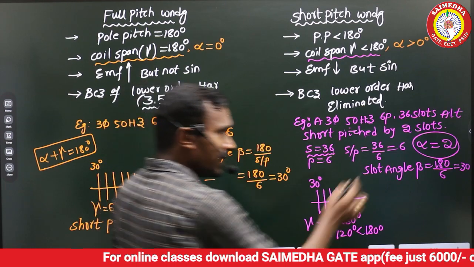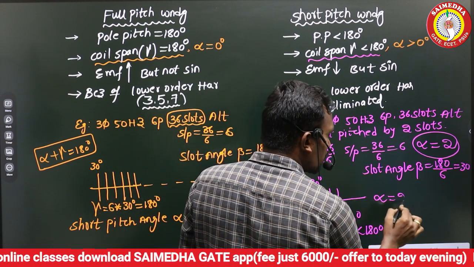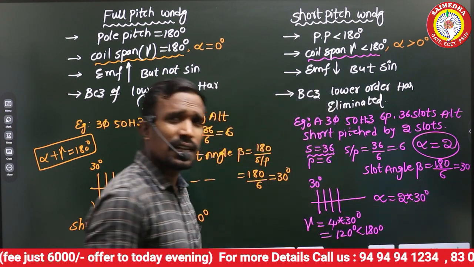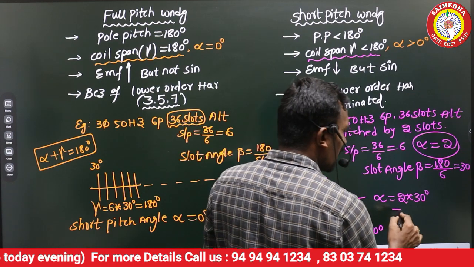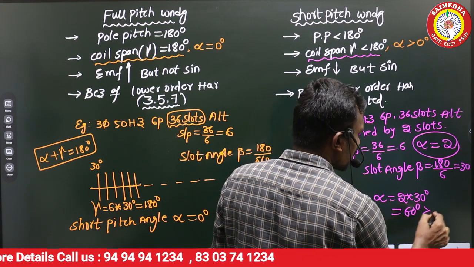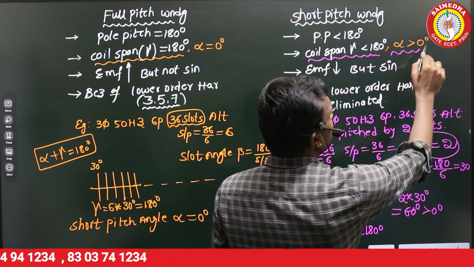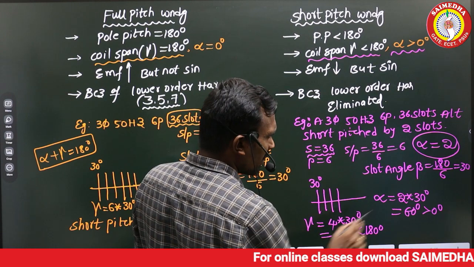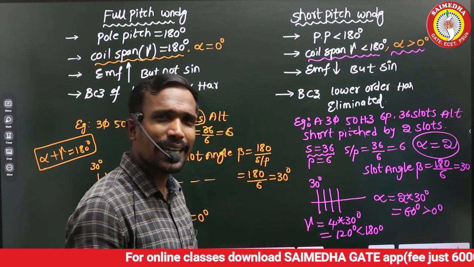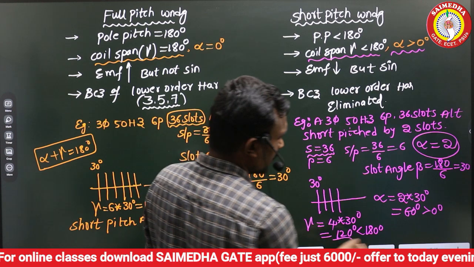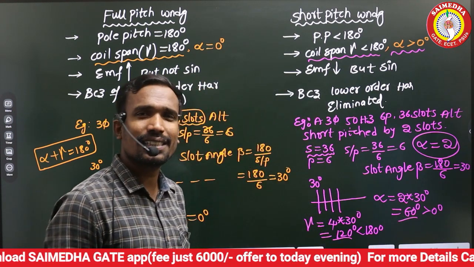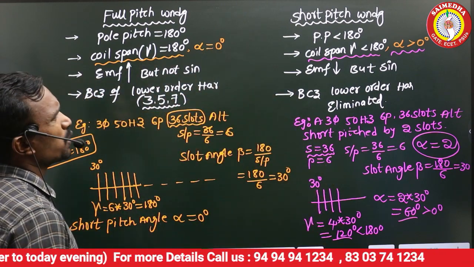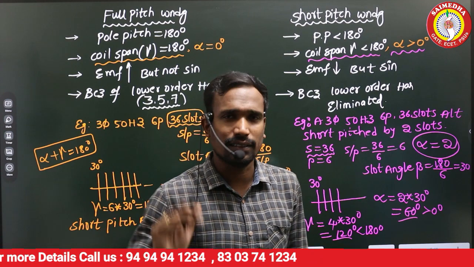And here alpha is 2 slots, each slot angle is 30 degrees. I short pitched 2 slots, each of 30 degrees. Then what is the value? It is 60 degrees, which is greater than 0 degrees. This is the short pitch angle. And what we have to observe is that always alpha plus gamma should be equal to 180 degrees. This is 120, this is 60. 120 plus 60 is exactly equal to 180 degrees. This is the difference between full pitch winding and short pitch winding.